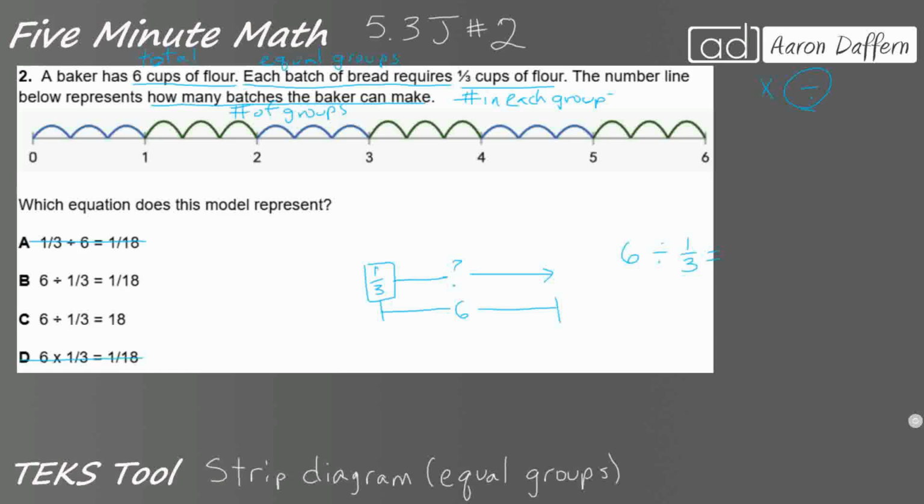Okay, so it's not going to be A and it's not going to be D. So it's either going to be B or C looking at my two answer choices. It's going to have to do with the number 18, but it's either going to be 1/18 or 18. Well, let's look at how we can actually solve this.